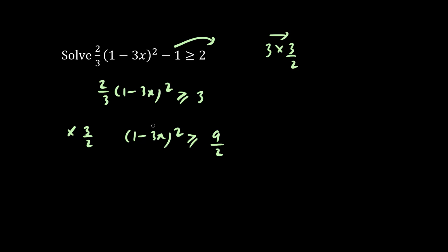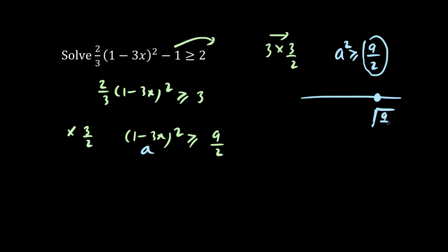Let's now think of this 1 minus 3x as a. We have a squared is greater than or equal to some number, 9 over 2. This is a squared, actually. When we have a greater than sign, we're interested in away from the center. And what is the square root of 9 over 2? We have plus square root of 9 over 2, and we have another critical value, negative root 9 over 2.